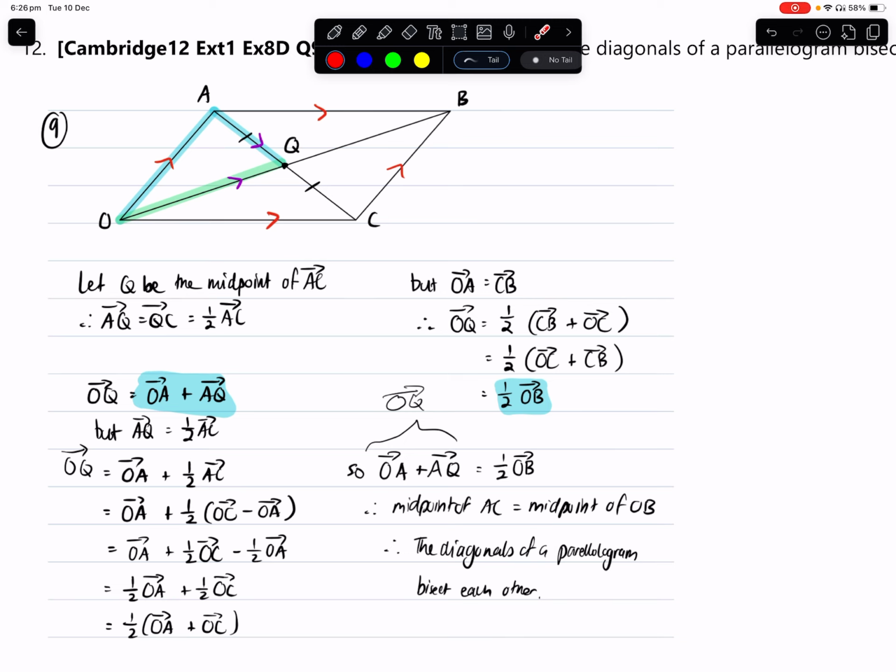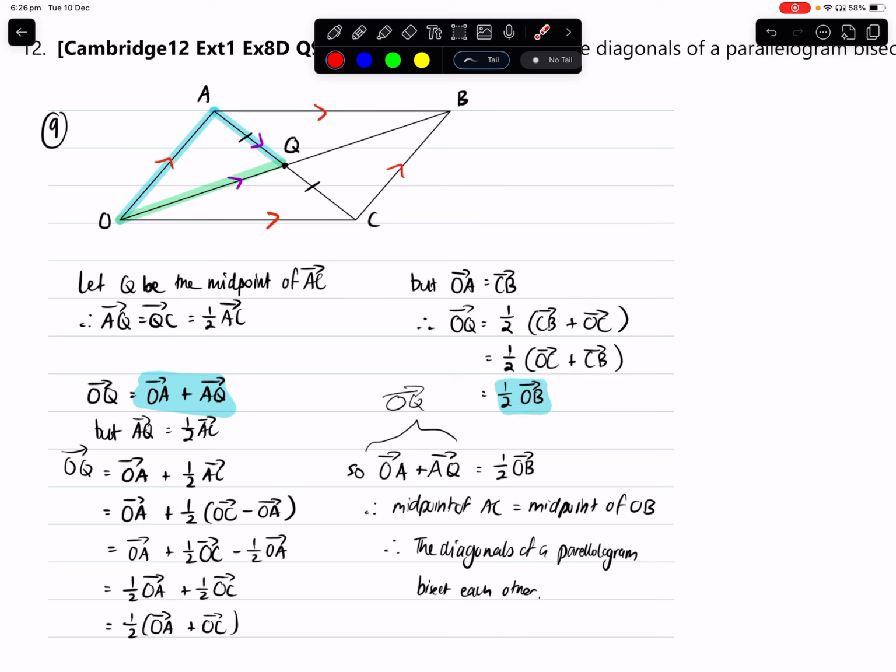All right, so now that I've done that, I've got OC and CB here. That's OC and CB there, which is basically OB if you sum those vectors up. So this has now turned into OB.